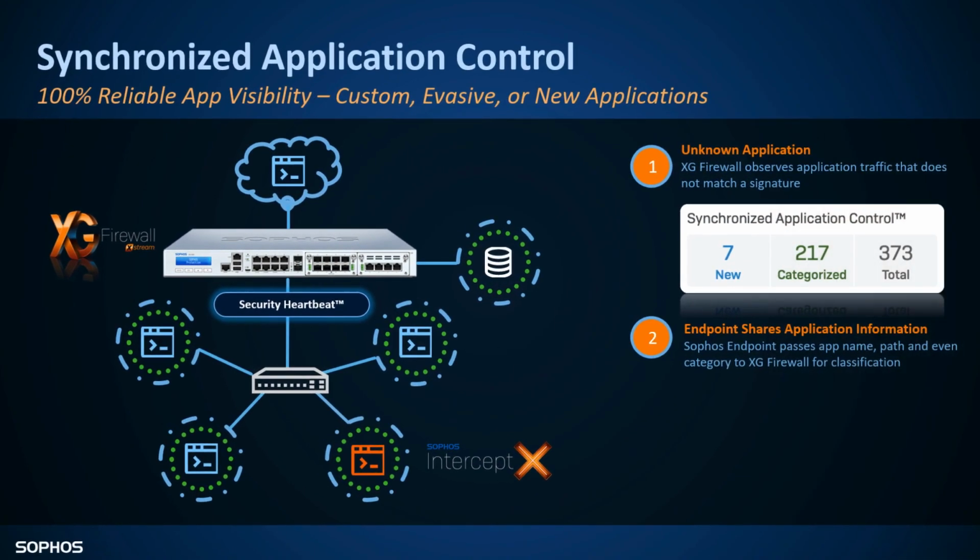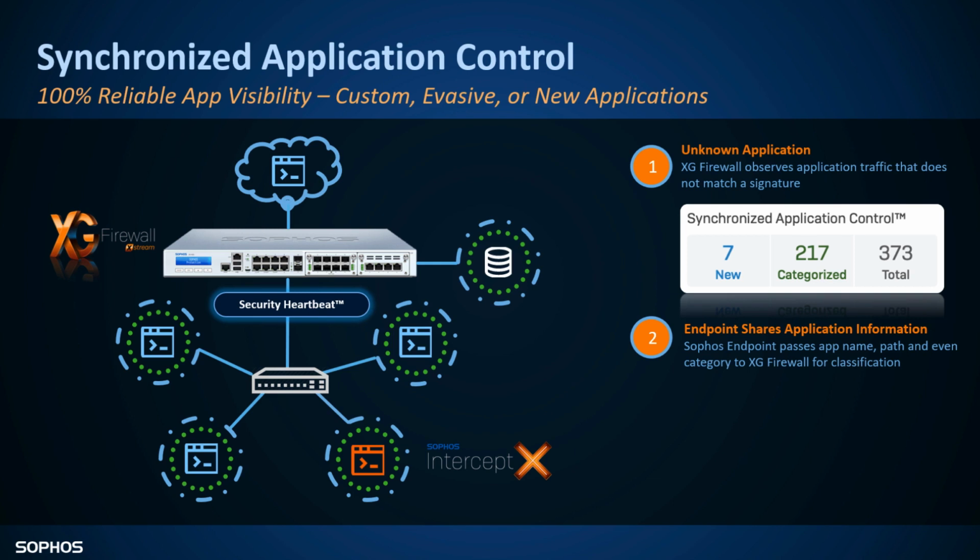Now, another benefit of the Sophos security heartbeat between endpoints and the firewall is that it can be used to share a variety of other information, including information about unidentifiable applications. If the firewall sees application traffic on the network it cannot identify, it can simply ask the endpoint, which inherently knows the app generating every packet that leaves that device.